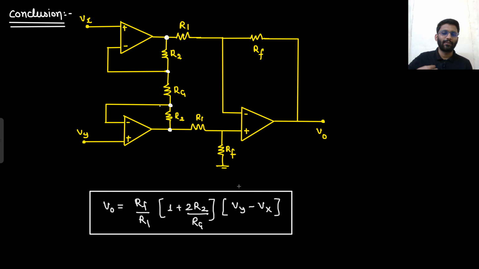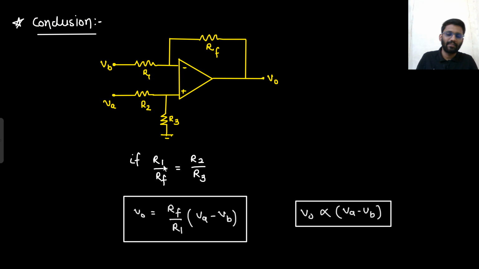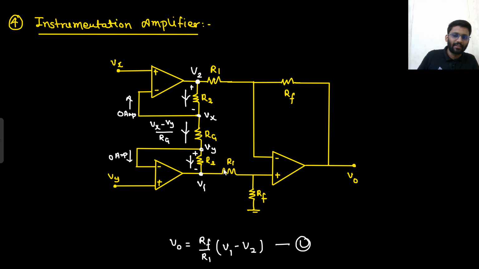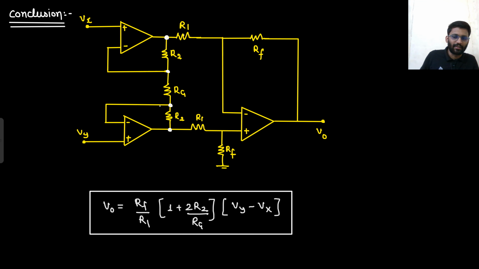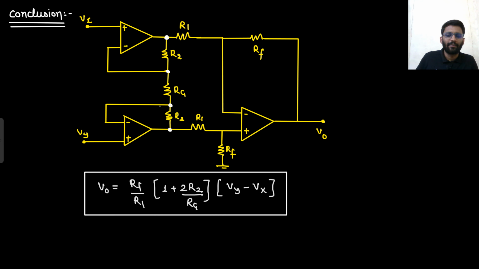This was for instrumentation amplifier, and for differential amplifier this was the answer. Rf by R1 into positive potential minus negative potential, Va minus Vb, and here Vy minus Vx, positive potential minus negative potential. So what did you understand here? Isn't it the same as differential amplifier?